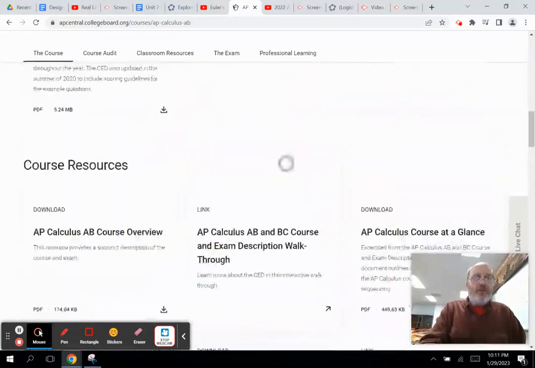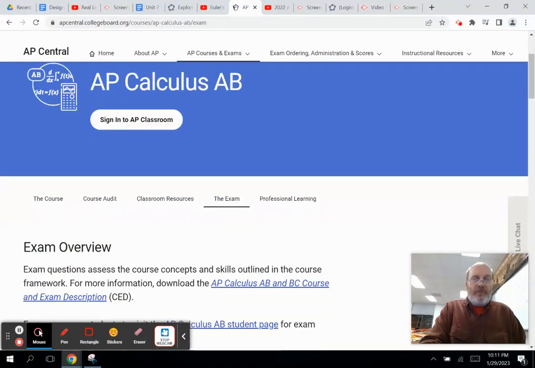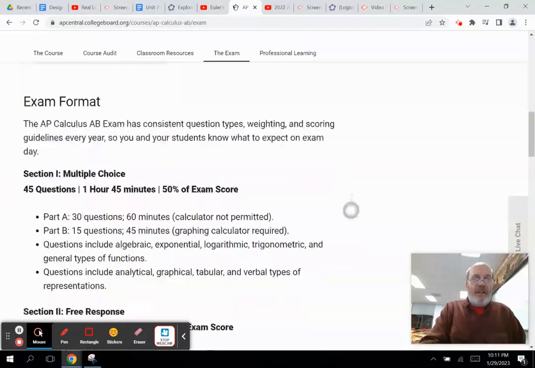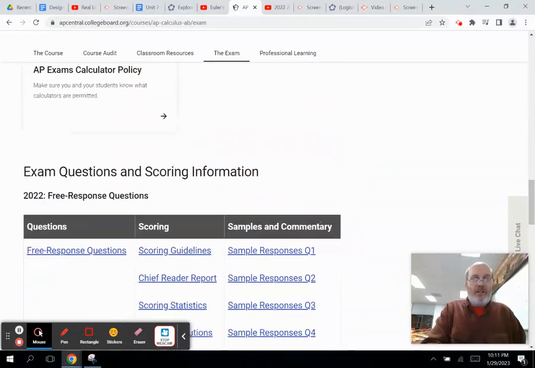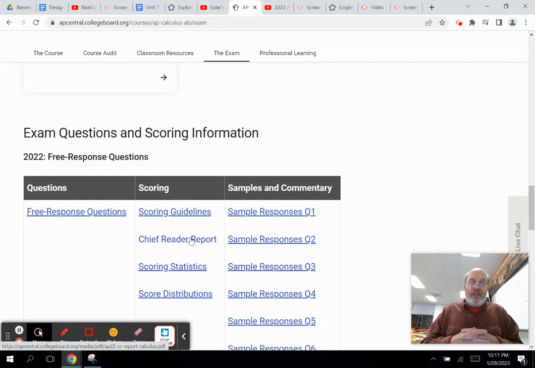Scroll down here. Let's go to the exam first. And then we'll scroll down a little ways, and you'll see the released free response questions from 2022 right here. If you click this link, you'll see the scoring guidelines. You can even go over here, see sample responses and how they were scored. You can look at the chief reader's reports, which tell what they saw, and deficiencies and trends. So it's just a world of information that can help you do better on the AP exam.